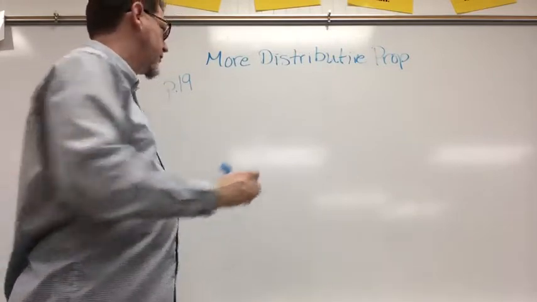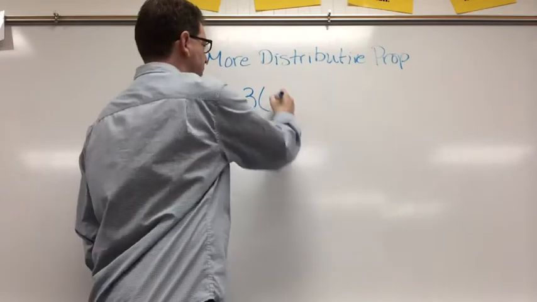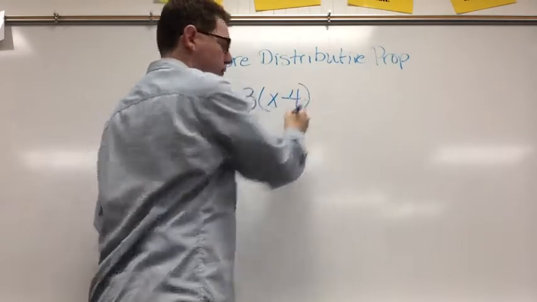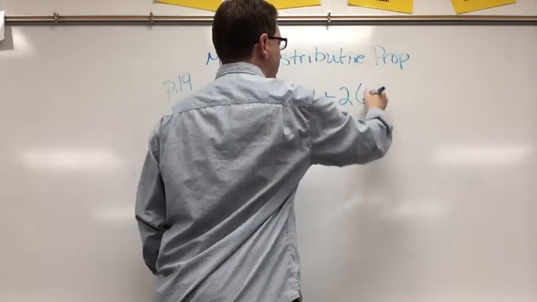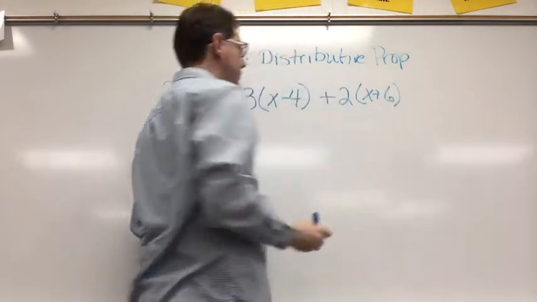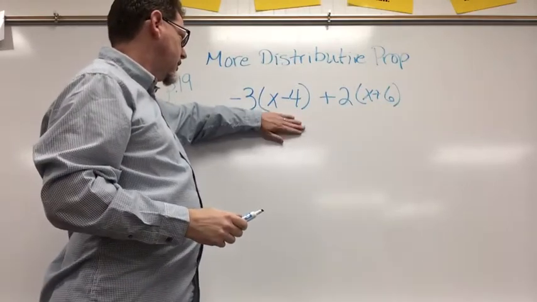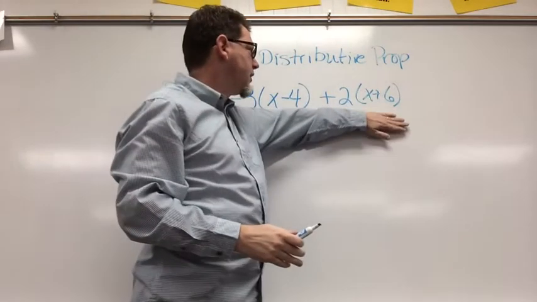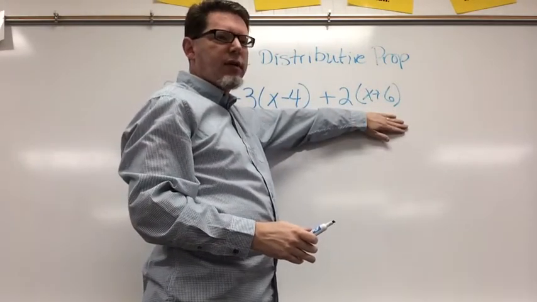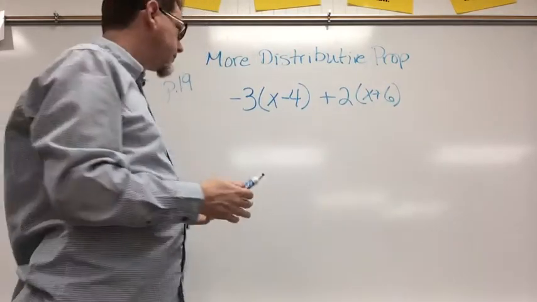So let's take a problem, for example, -3 times the quantity of x minus 4 plus 2 times the quantity of x plus 6. Now you see two examples of the distributive property here with the -3 distributed to the quantity of x minus 4, and then we also have 2 distributed to the quantity of x plus 6. So we're going to work on them separately and then combine like terms.